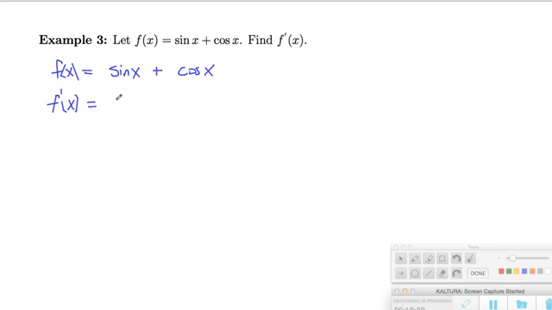So recall that the derivative of sine x is cosine of x, and recall that the derivative of cosine of x is negative sine. So this is plus and negative sine. Well, that's the same thing as minus sine of x. So the derivative of sine x plus cosine x is just cosine x minus sine of x. There's really not much else we can do to simplify this, so we're done.